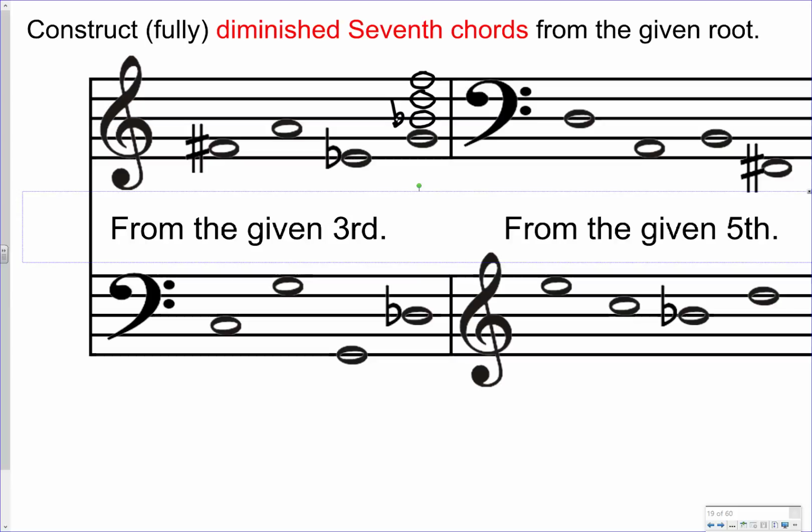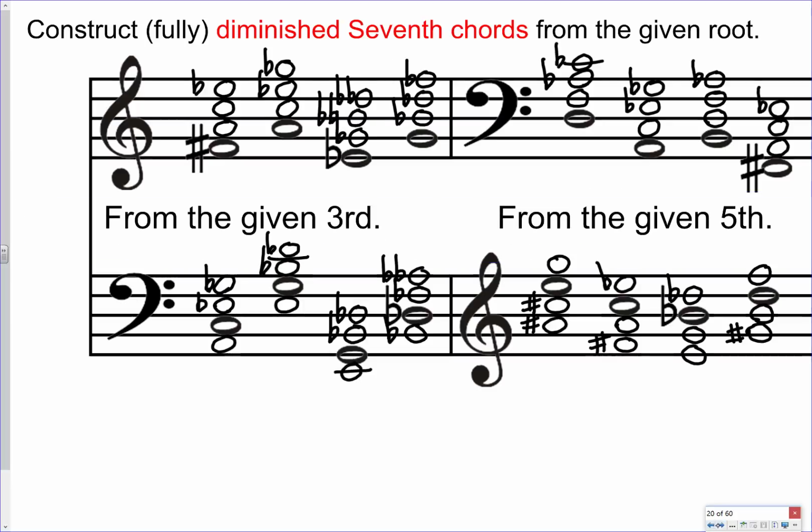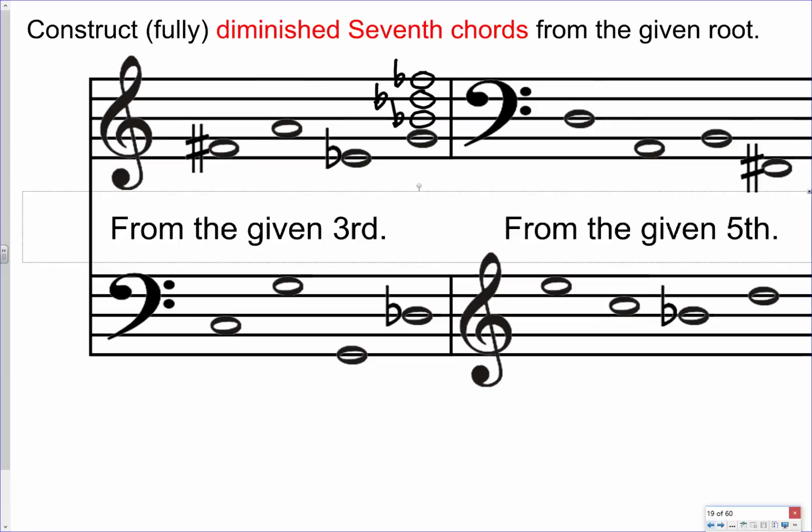The third to the fifth should be a minor third, so we have B flat to D flat. There's our diminished triad. And now from fifth to seventh, we need another minor third. How do we get there from a D flat? Well, it looks like we're going to have to do F flat. And there we have our fully diminished seventh chord. So now what I'd like you to do is construct the rest of the fully diminished seventh chords from the given root, the given third, and the given fifth. And then we will check over our answers shortly. Good luck.